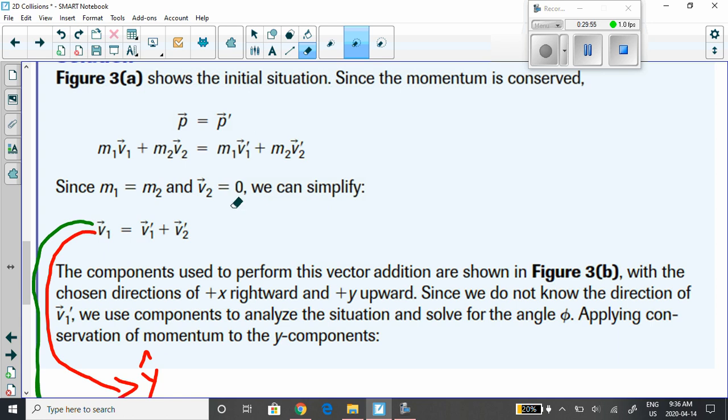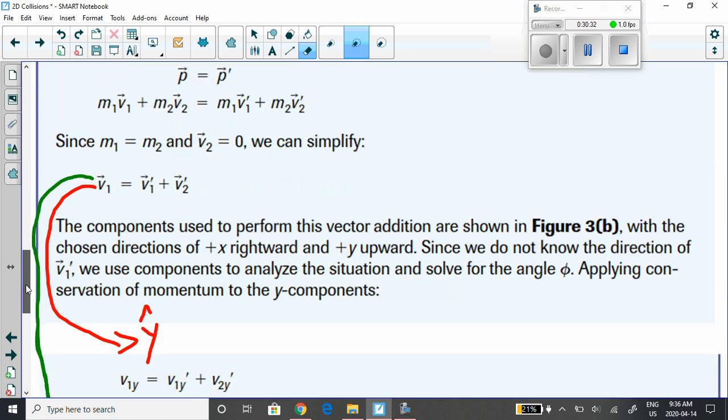Now they say, let's make life simple. We know that the masses are the same. And we know that the velocity of the second ball before the collision was 0. So they can reduce this to this equation right there. And then what they're saying in this long worded thing here is, let's break this down into components. If momentum in its entirety is conserved, then momentum in the x component is conserved and momentum in the y component is conserved. So that's what they're going to do here. They break it down into y and x.